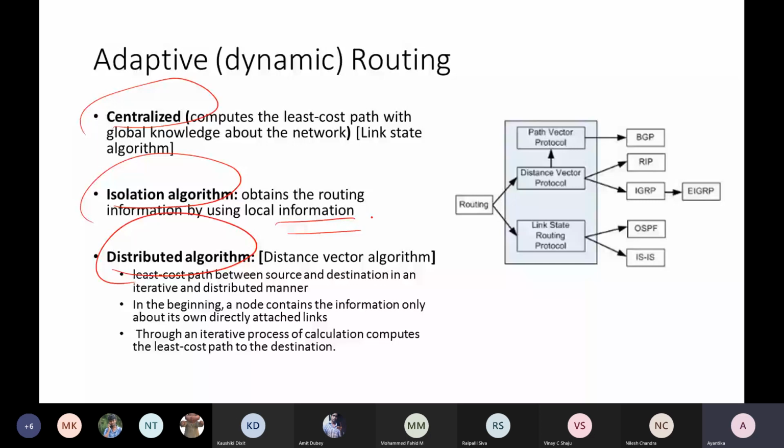We need to have the information between a particular source and destination, and we just extend that information in an iterative way and then find the whole view of the routing algorithm, get the whole idea of the routing table. We just develop the routing table.